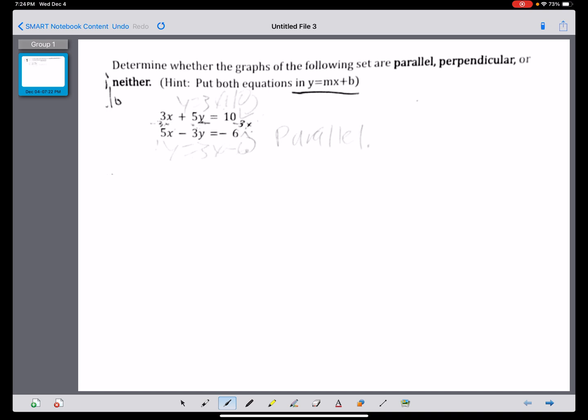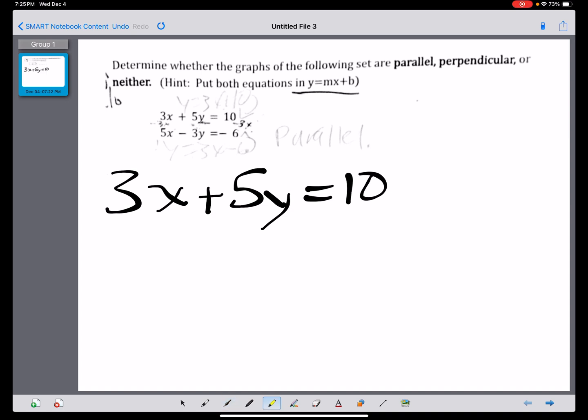Now, if the equations have identical slope, then the equations would be parallel. If the equations have reciprocal slopes, then they would be perpendicular. Or if neither of those parameters are met, then the answer would be neither for these. So let's go ahead and solve. We'll start out with 3x plus 5y equals 10.